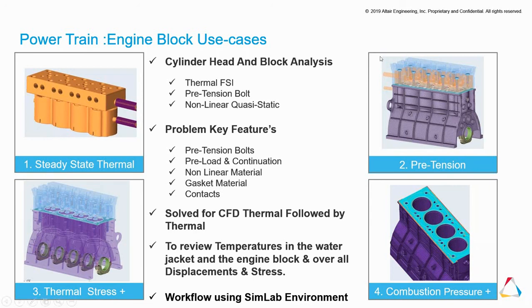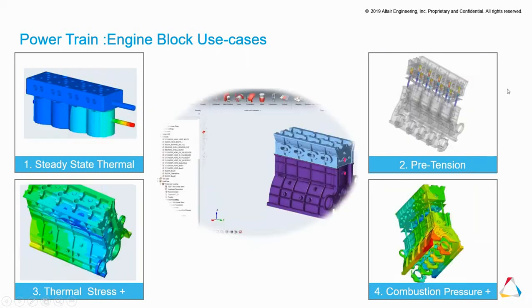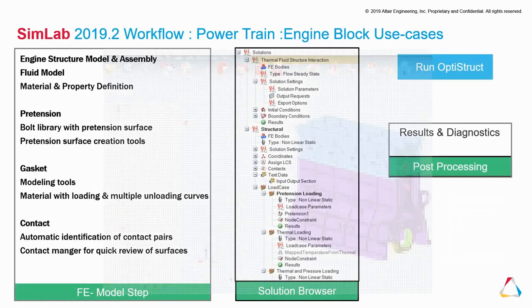in the order. So some of the key features which we are looking at here are pretension bolts, nonlinear materials, gasket materials, contacts, and so on. So let's look at the SimLab process in terms of what SimLab methods do. Workflow-wise, SimLab gives you a very neat and clean environment where the steps are followed to define a model in a similar way to how we do in HyperMesh, because that's a general way of defining a finite element model.